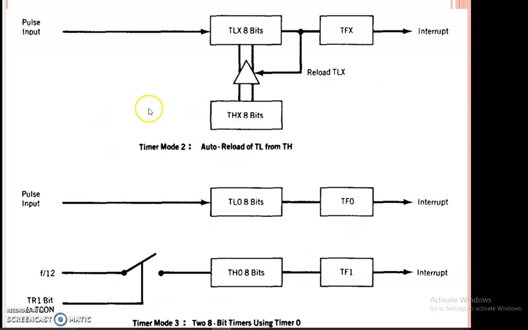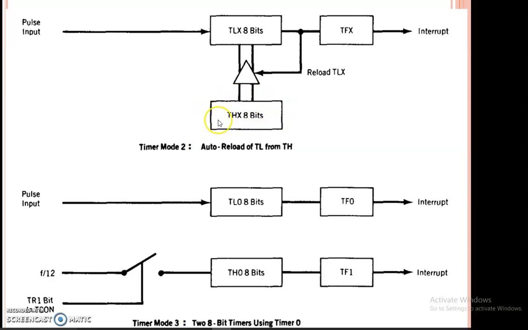Next, coming to mode 2. Mode 2 timer is nothing but the auto reload mode timer. This is an 8-bit timer. Only an 8-bit timer you can utilize in the auto reload mode. So first you have to utilize only TH. It may be TH1 or TH0 of timer 1 or timer 0. You have to utilize only the higher byte to load the number.